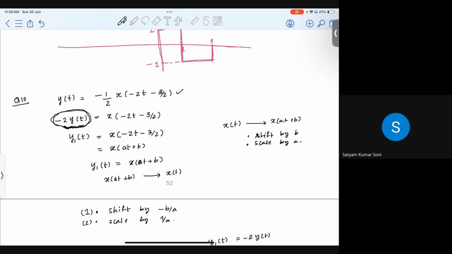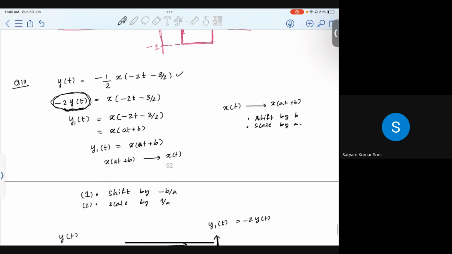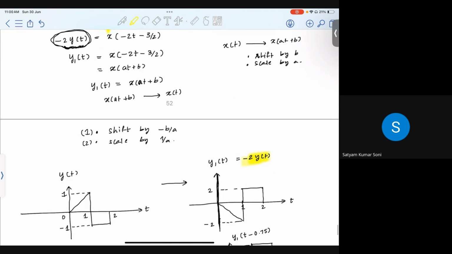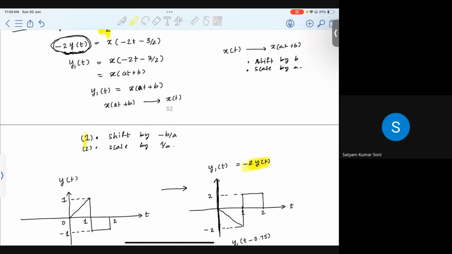You know how to go from x of at plus b to x of t. You know the operations that you have to do. First shift by minus b by a and then scale by 1 by a. So what I have done up until here is to get rid of this term somehow, and then made everything in the standard form. When I took this to the other side, y1 of t is minus 2 times y of t. So the first operation is converting y of t to y1 of t by multiplying the amplitude by minus 2. Once you know y1 of t, you know how to go to x of t.